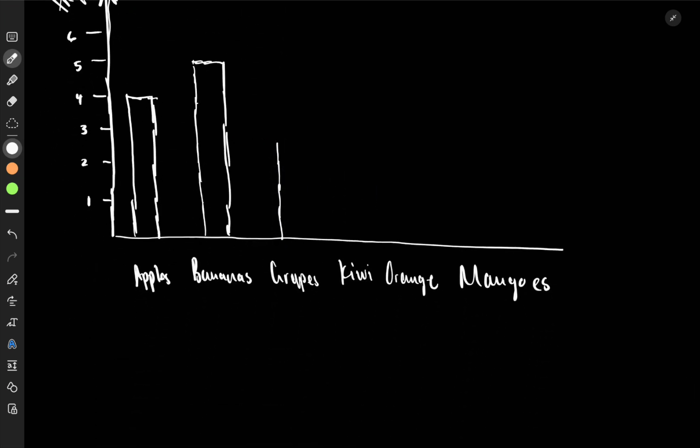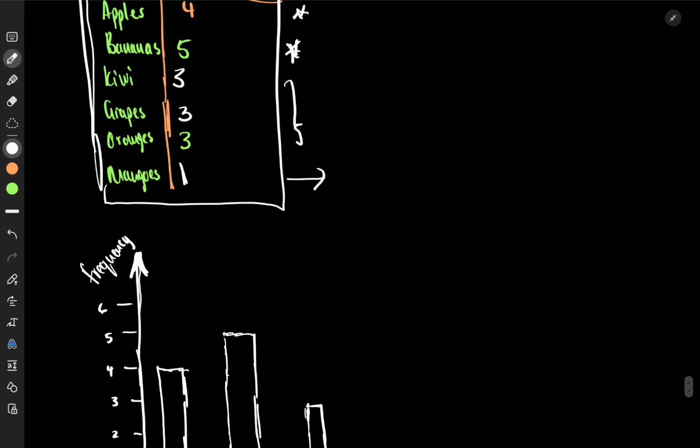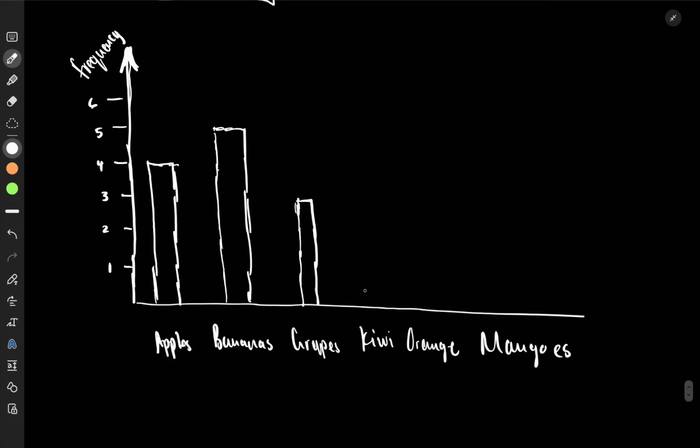Okay, remember that this is a bar graph, so your bars will not be together. They'll be separated. Kiwi 3, orange 3. So kiwi is also 3. The thickness should be the same. It's me who hasn't drawn it nicely, but all the bars should have the same thickness. And then mangoes, just one of it.